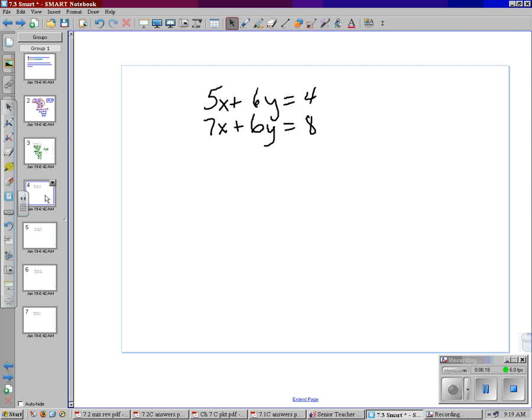Here's another one. We have 5x plus 6y equals 4 and 7x plus 6y equals 8. Now, take a look at this. Does anybody have an issue with this system along the way? Christine? No, none of them cancel out. Right, none of the variables cancel out.